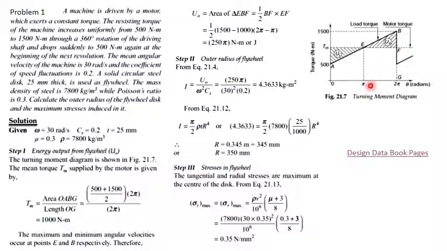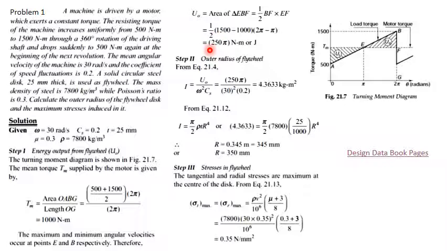So EF is nothing but equal to 2 pi minus pi, and BF is nothing but equal to 1500 minus Tm, that is 1000. So we get U naught, that is the fluctuation of energy during the cycle, equal to 250 pi. Now we are interested to find the required dimension of the flywheel. Now this is the maximum fluctuation of energy which is required.